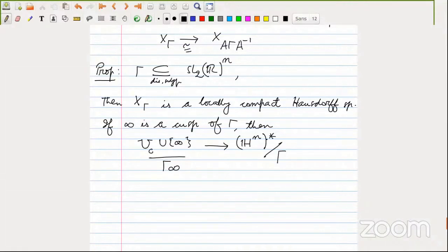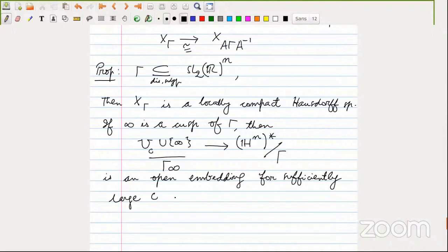Then I have this map. So you see, U_C union infinity goes inside H_n star. And then I want to go one step ahead and look at the quotient space H_n star mod gamma. But if I want to do that, I have to identify by the equivalence classes inside this open set. And then what do I know about this? This is an open embedding. This theorem is very nice actually. It's an open embedding for sufficiently large C.